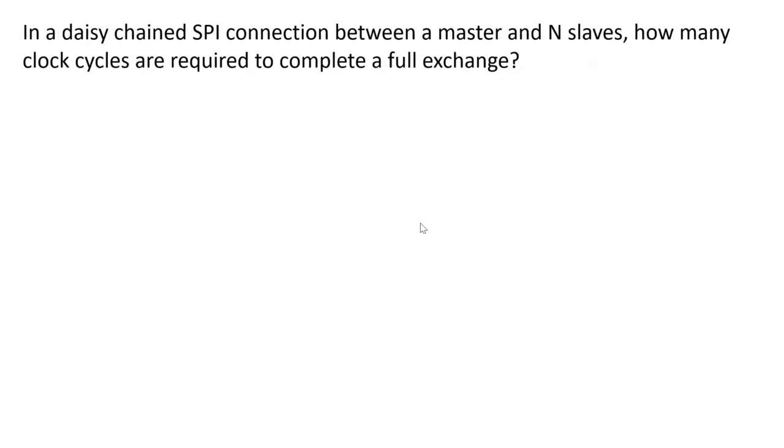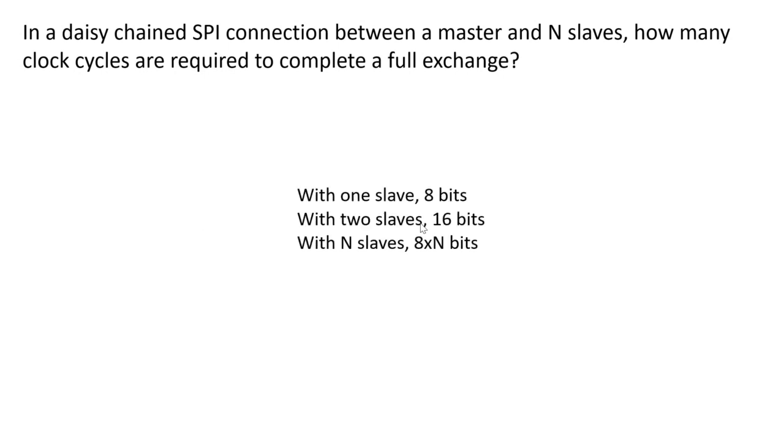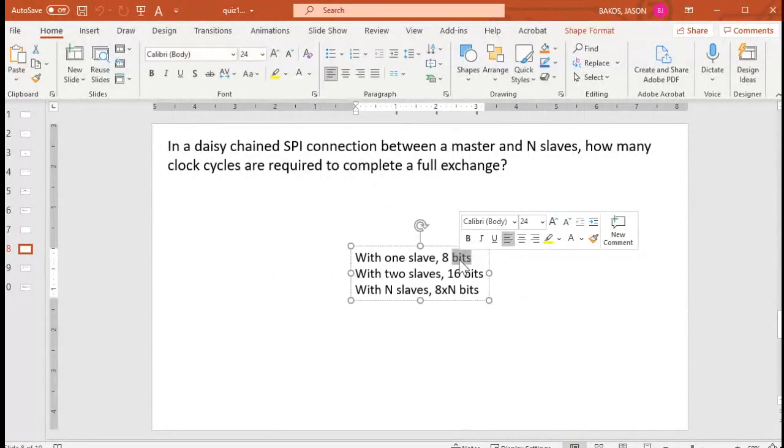In a daisy-chained SPI connection between master and N slaves, how many clock cycles are required to complete a full exchange? Well, if you have 1 slave, it takes 8 cycles. Sorry, 8 cycles, not 8 bits. 8 cycles.